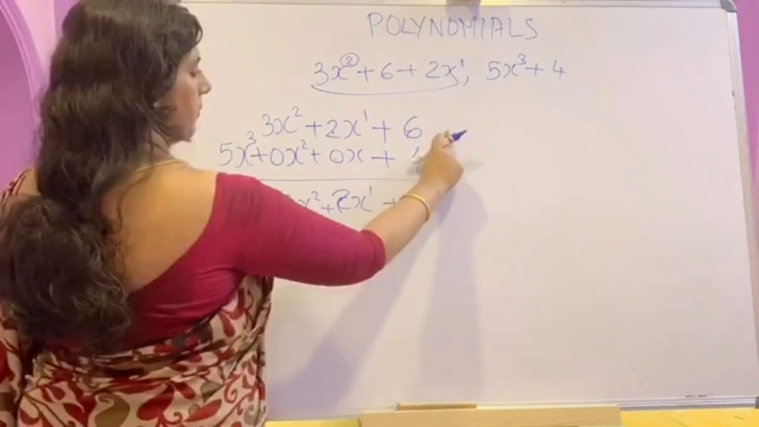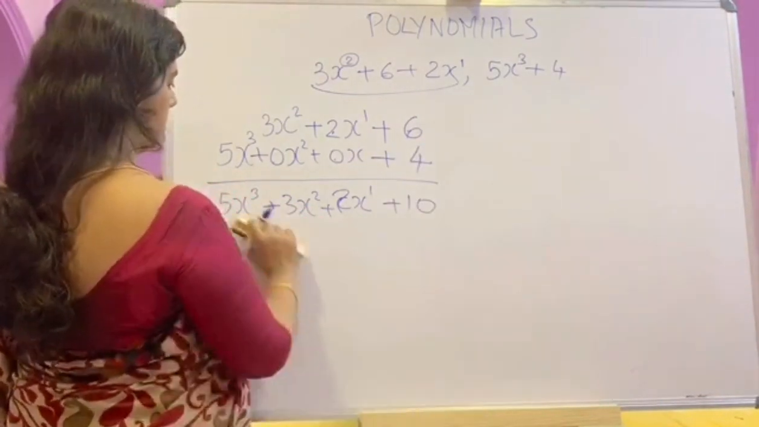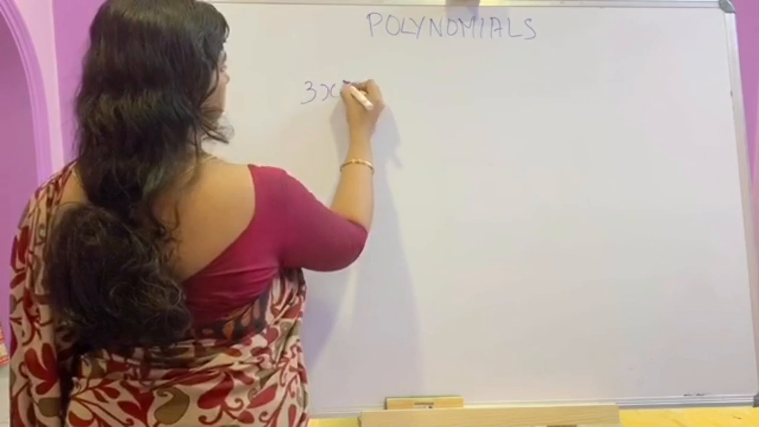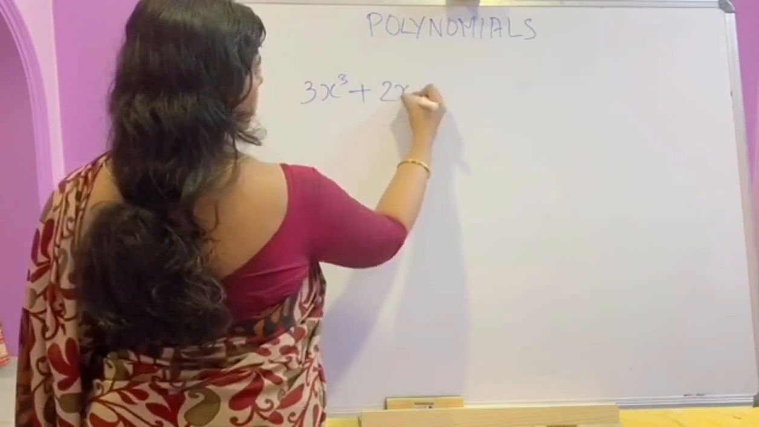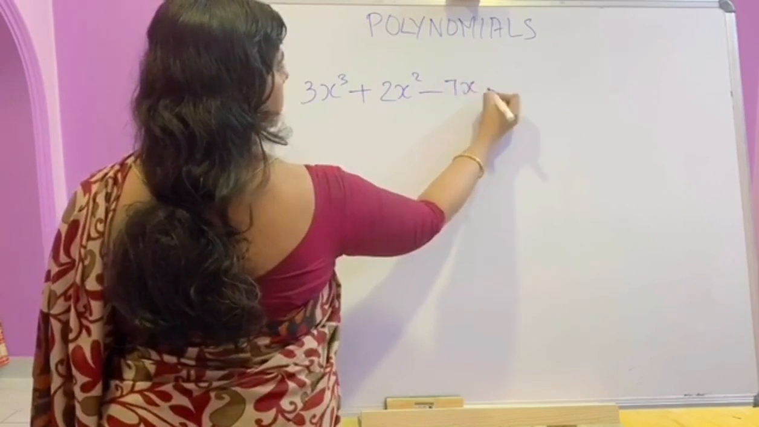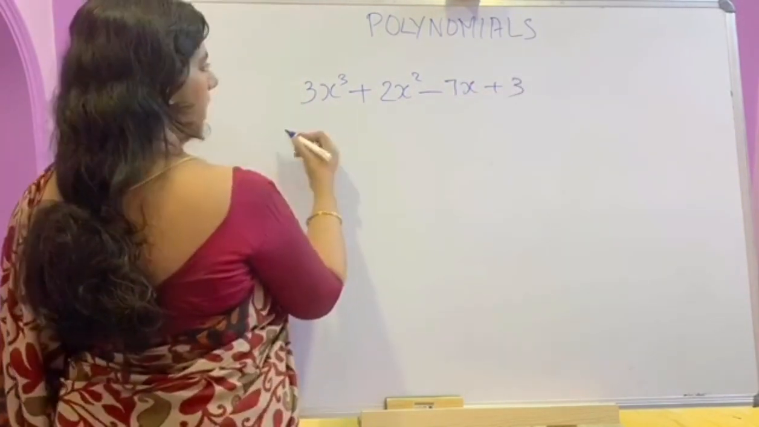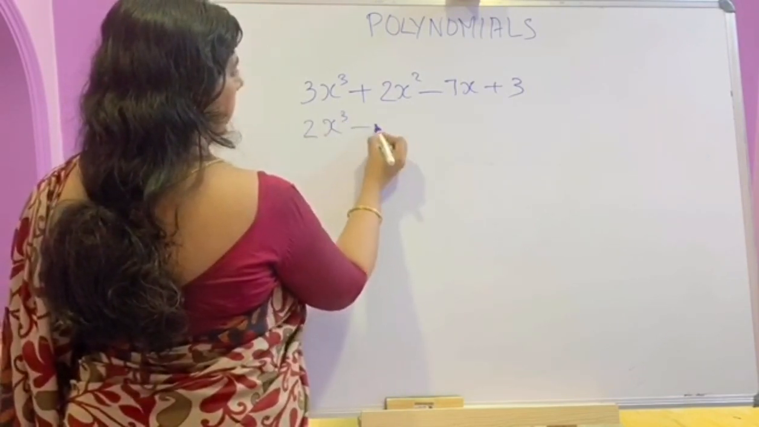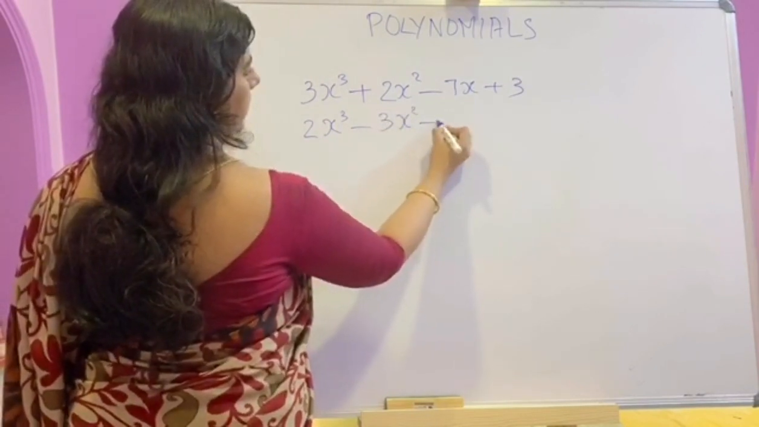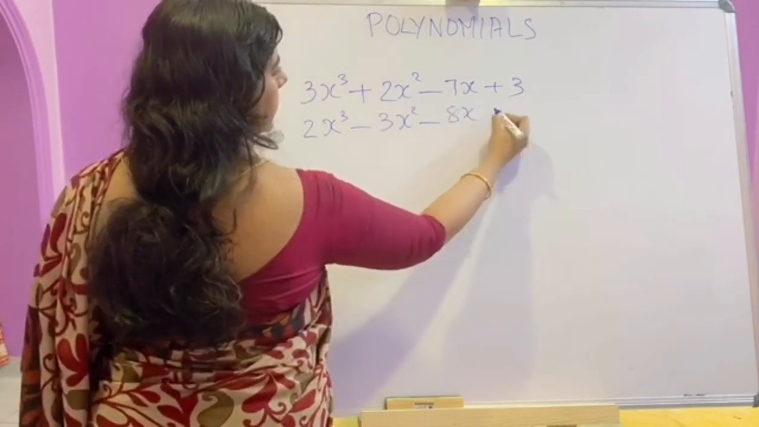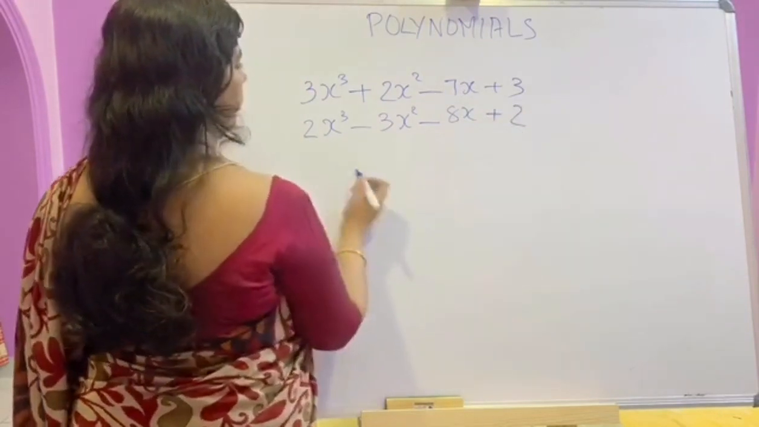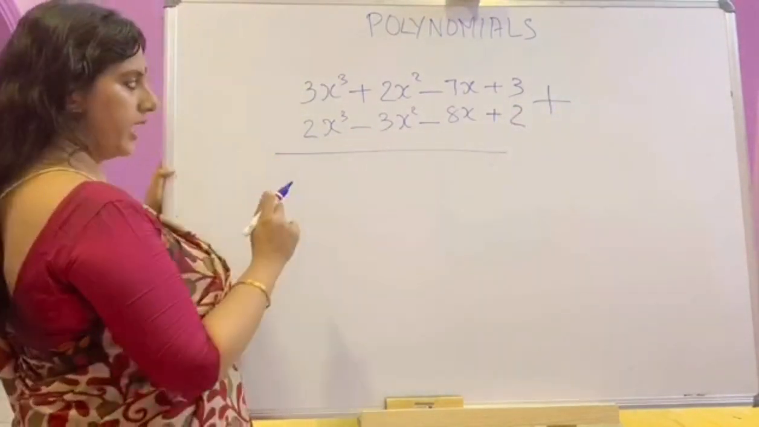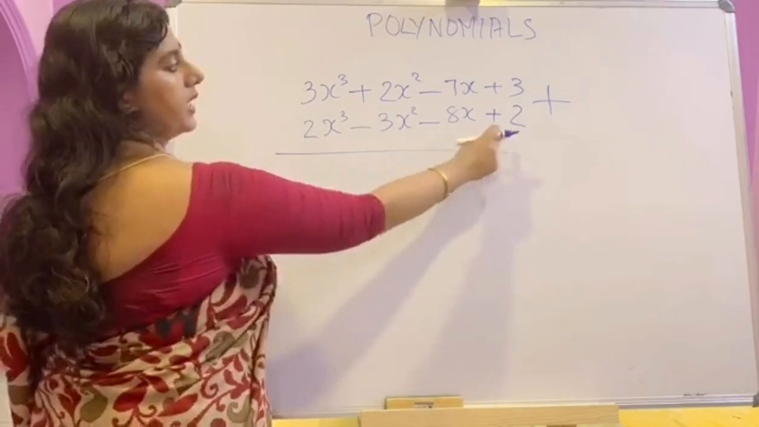In the case of subtraction, if the polynomial was like this, 3x cube plus 2x square minus 7x plus 3, and the second polynomial 2x cube minus 3x square minus 8x plus 2. If you want to subtract it, first you change it into addition, then change the sign of each term in the second polynomial.